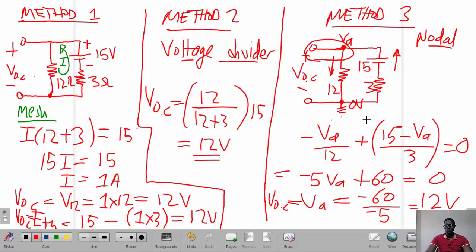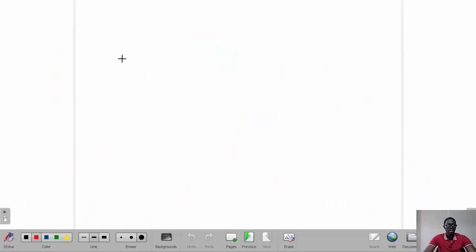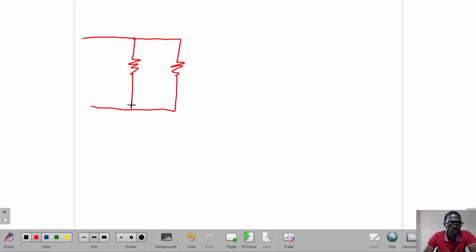So these are the three methods that you could use to get to the solution that we are looking for. After finding the Thevenin's voltage, we can then determine the Thevenin's resistance. How do we find the Thevenin's resistance? We zero the sources. So what we remain with in here is just the 12 ohm resistor and the 3 ohm resistor, which are parallel to each other.